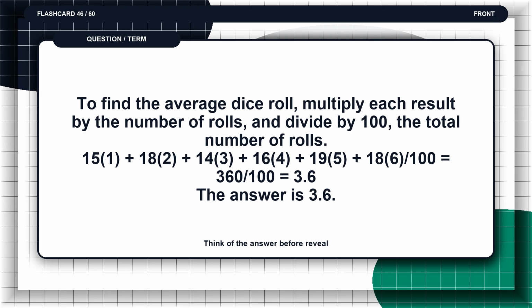Flashcard 46. To find the average dice roll, multiply each result by the number of rolls and divide by the total number of rolls, 100. 15 times 1 plus 18 times 2 plus 14 times 3 plus 16 times 4 plus 19 times 5 plus 18 times 6, divided by 100, equals 360 over 100 equals 3.6. The answer is 3.6. Think of the answer before the reveal.